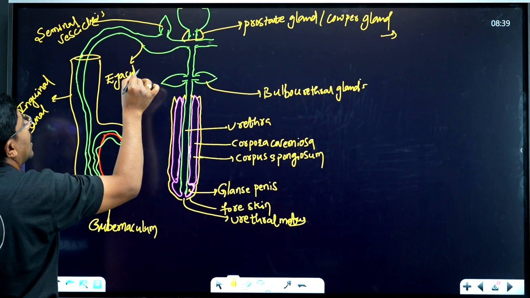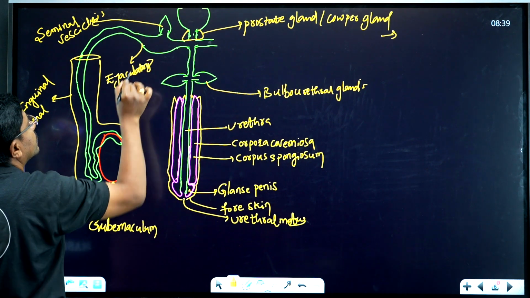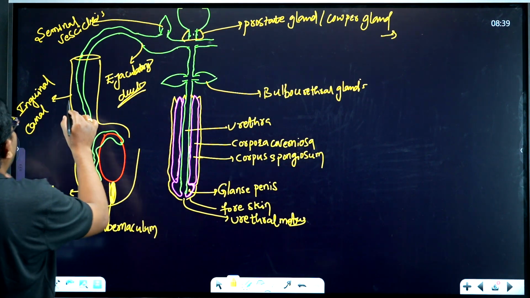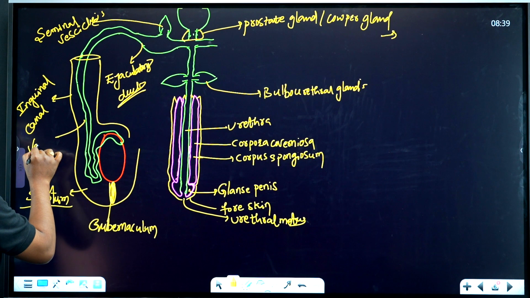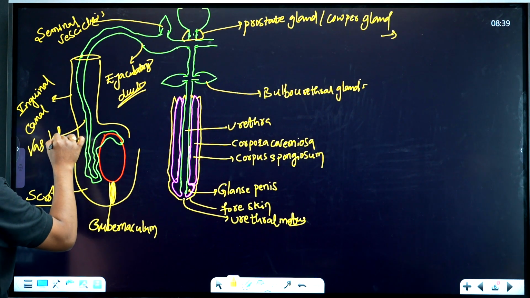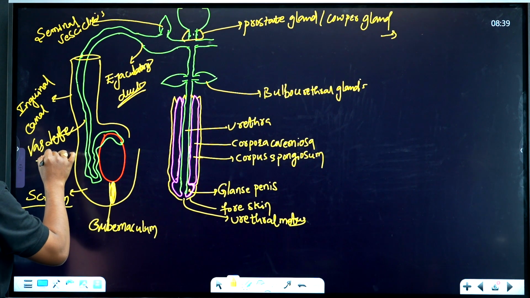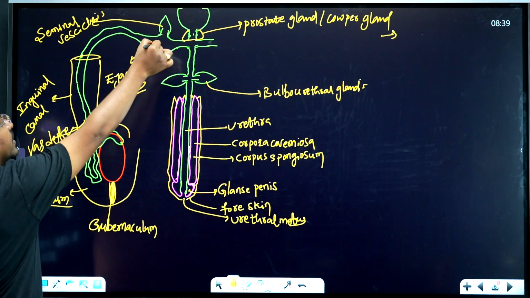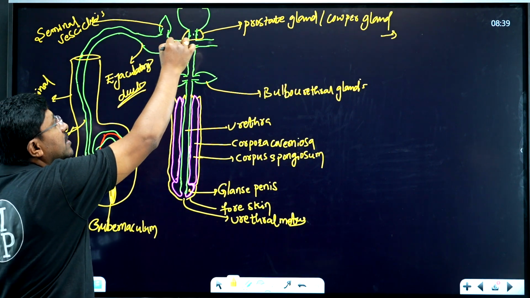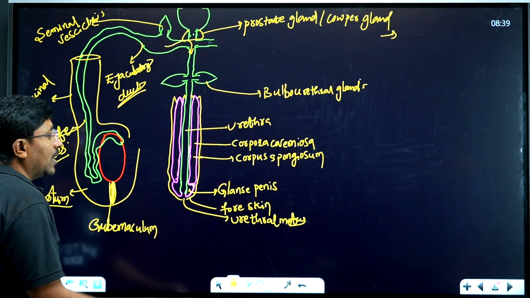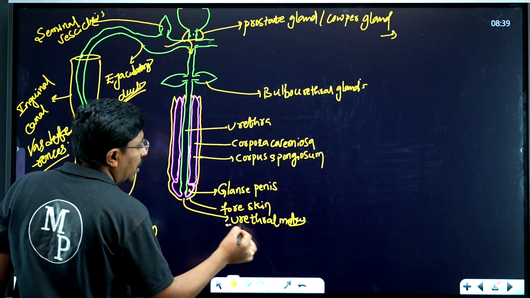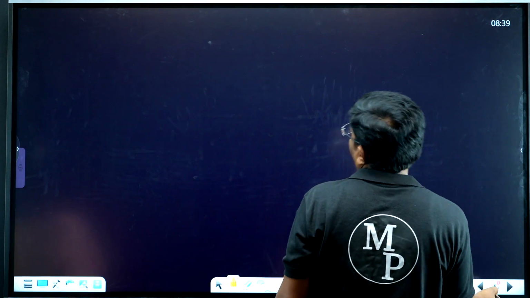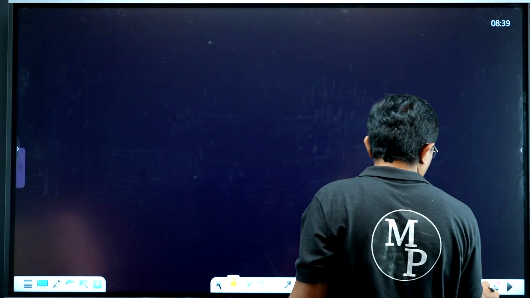This is the ejaculatory duct, and this is the vas deferens. The vas deferens opens into the ejaculatory duct, which again opens into the urethra. The urethra opens out through the urethral meatus. So these are the important points regarding this. It is very clear.